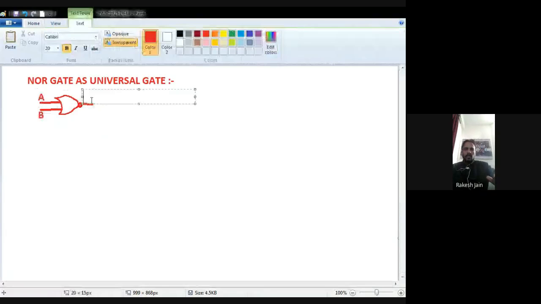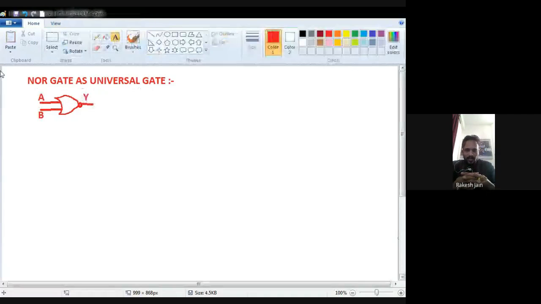Okay, and what is the basic definition of a NOR gate? Any input is 1, output is 0. So when the inputs are 0 0, output is 1. Otherwise, when the input is 0 1 or 1 0 or 1 1, all the three times the output will be 0.